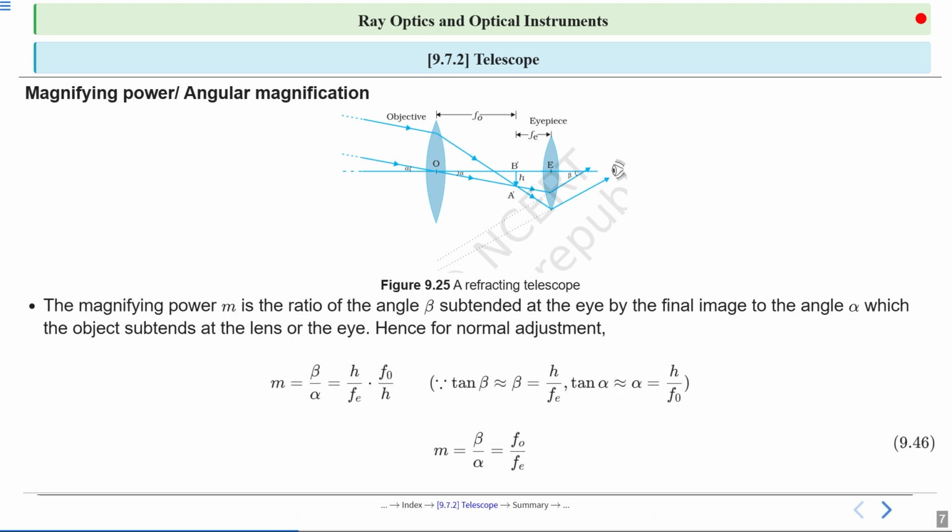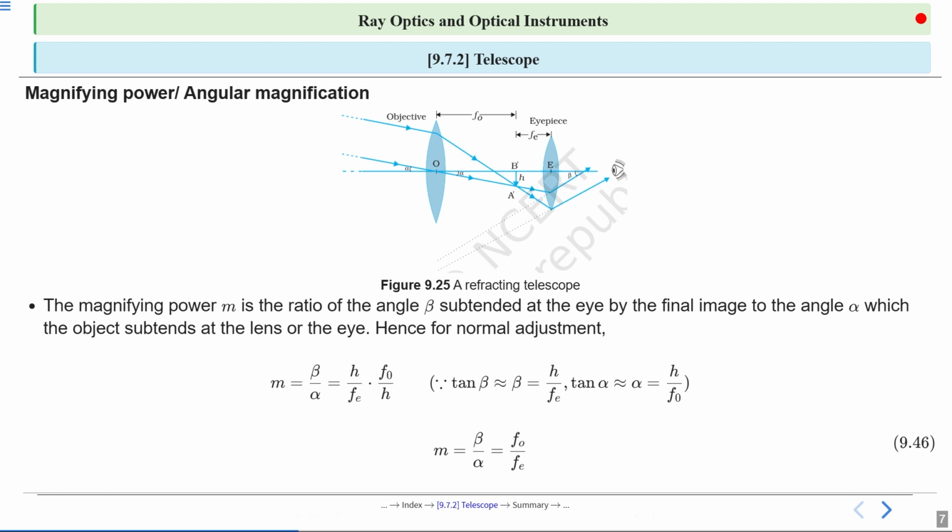The formula for magnifying power is given as M equals beta by alpha. Tan beta here is equal to h upon Fe. You can see in the diagram, tan theta is equal to perpendicular upon base. So tan beta here is h upon Fe, and tan alpha here is h upon F naught.